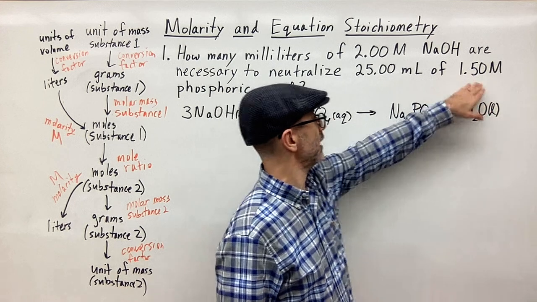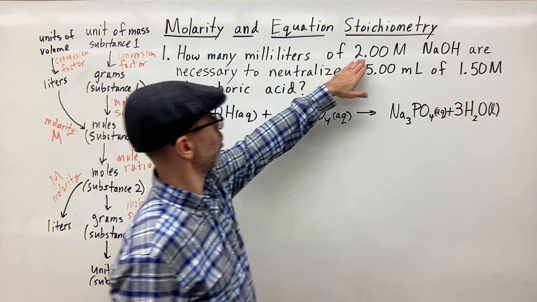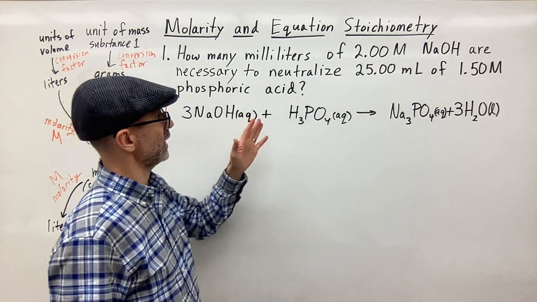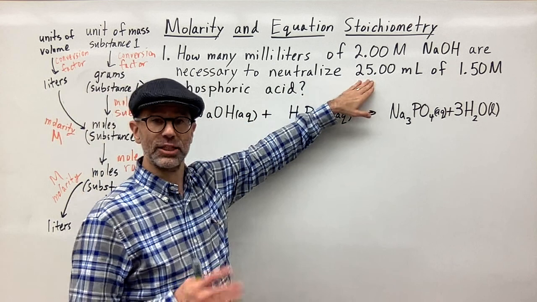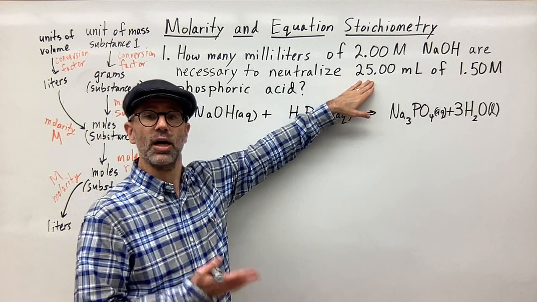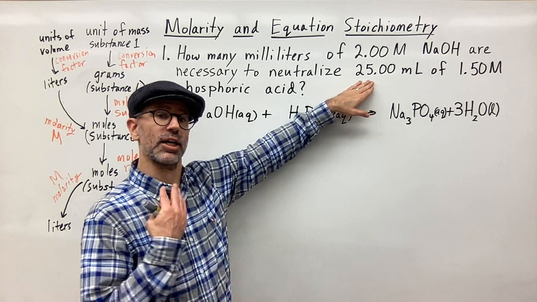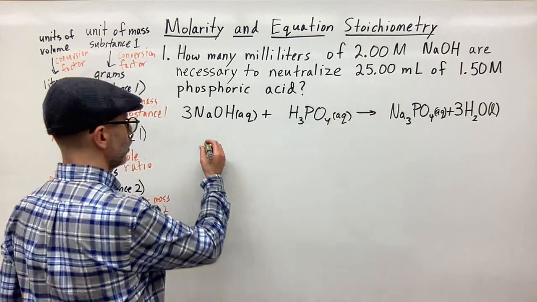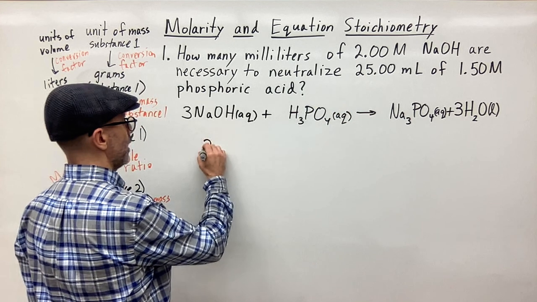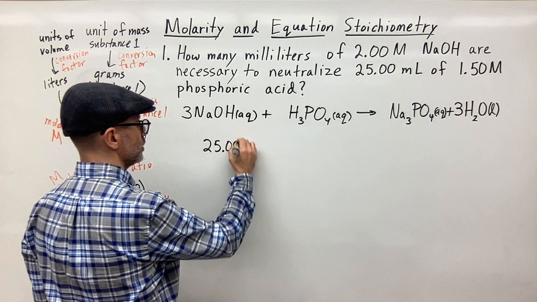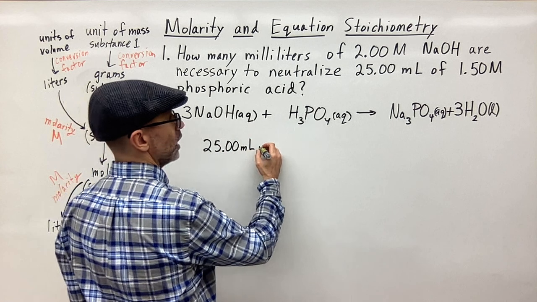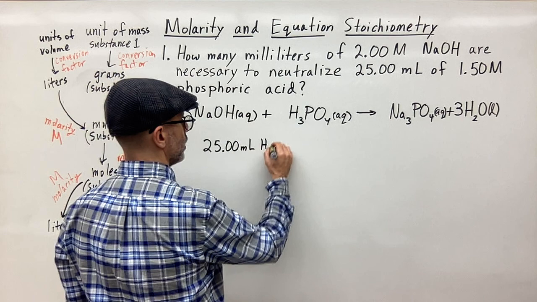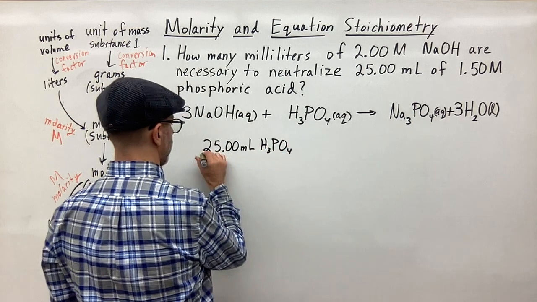So I have a molarity here of my phosphoric acid, and I have a molarity here of the sodium hydroxide. So the only other information they gave me is the volume. So that's what I'm going to start with. I'm going to start with the volume of the phosphoric acid they give me. I'm going to convert that to volume of the sodium hydroxide. So let's go ahead and get this started. So I have 25.00 milliliters of the phosphoric acid, H3PO4, over 1.